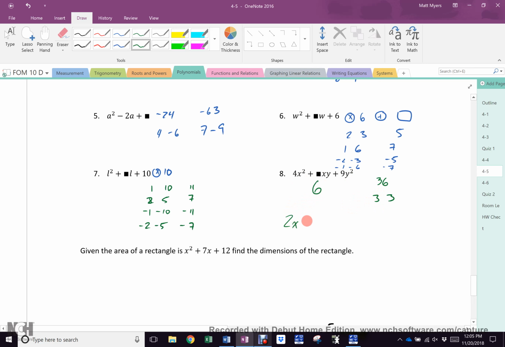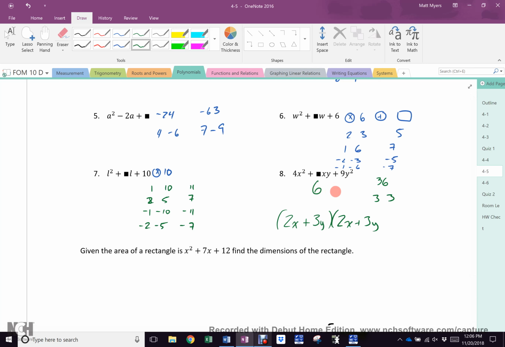2x plus 3y, yeah, 2x plus 3y, which means the middle would have 6xy. Or would it be 6? It could be. It would be 6? No. What would it be?